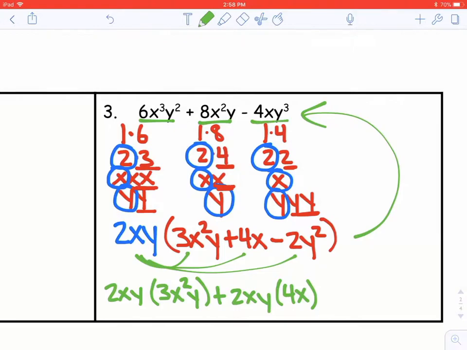And then the last term would be 2xy times negative 2y squared. And that should give us back the negative 4xy cubed. So looks good. All right, so that's it for GCF.